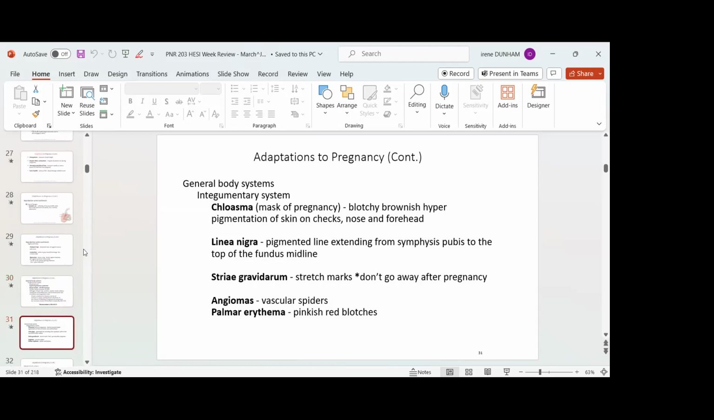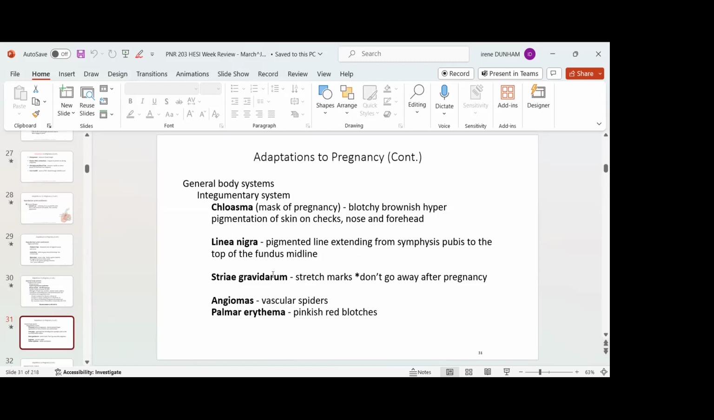All right, now we have some skin changes in pregnancy. So we have chloasma, which is the mask of pregnancy. It's kind of blotchy looking, and it's just hyperpigmentation of the skin on the cheeks, nose, and forehead. After she delivers, this will go away, okay? Now, the linea nigra is another, that's the line that goes straight from the symphysis pubis straight up midline to the fundus. That also will go away.